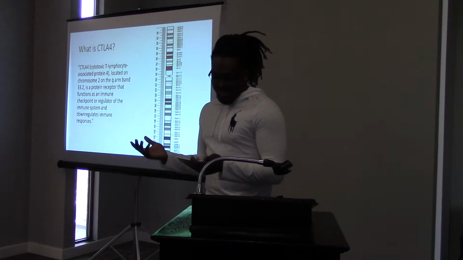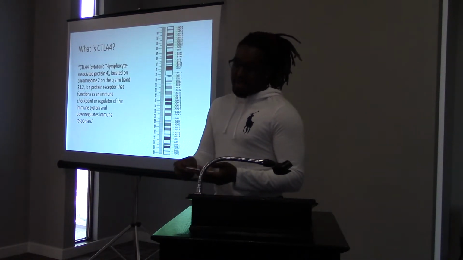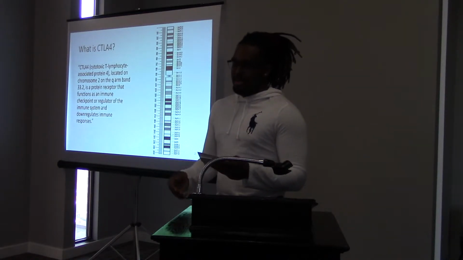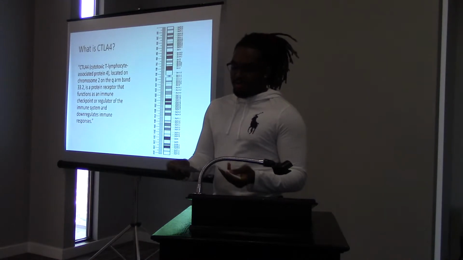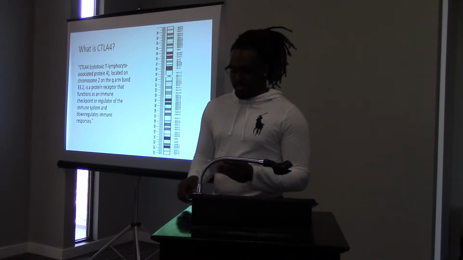Basically, the gene codes a protein that stops the overfunction of T cells that multiply rapidly if they're not controlled. So it downregulates, and downregulating is basically lowering the rate of a process, so it just lessens the receptors per cell.